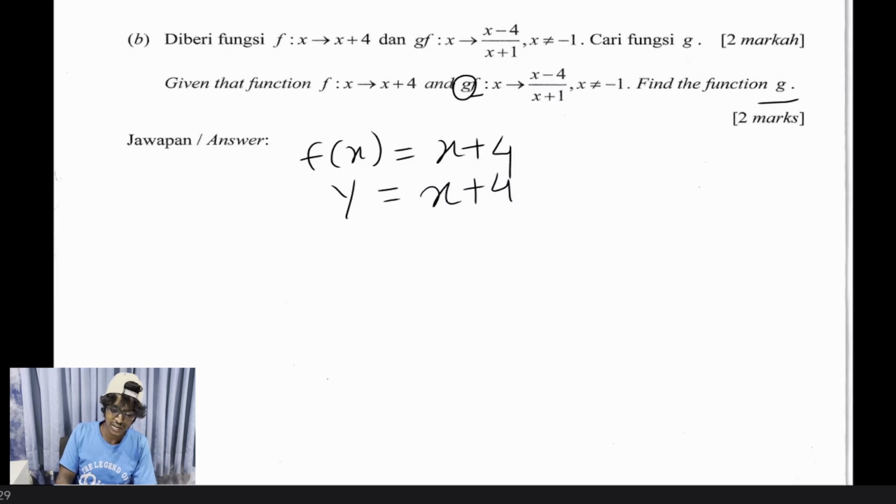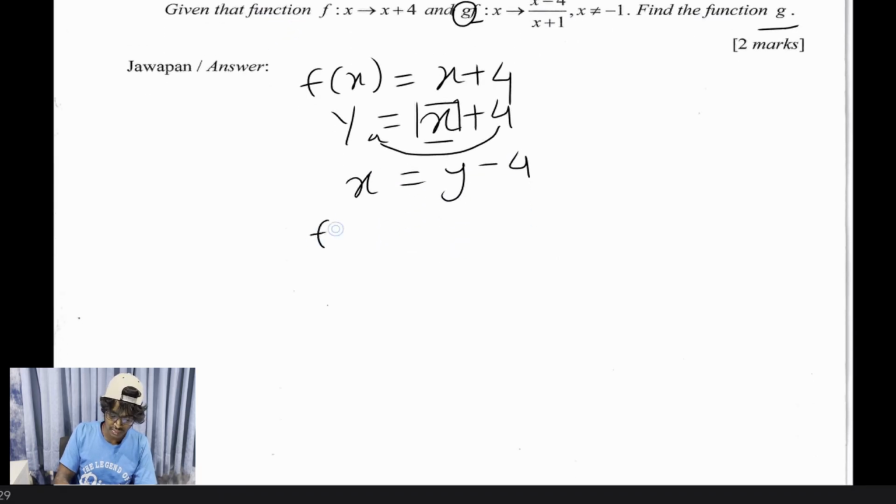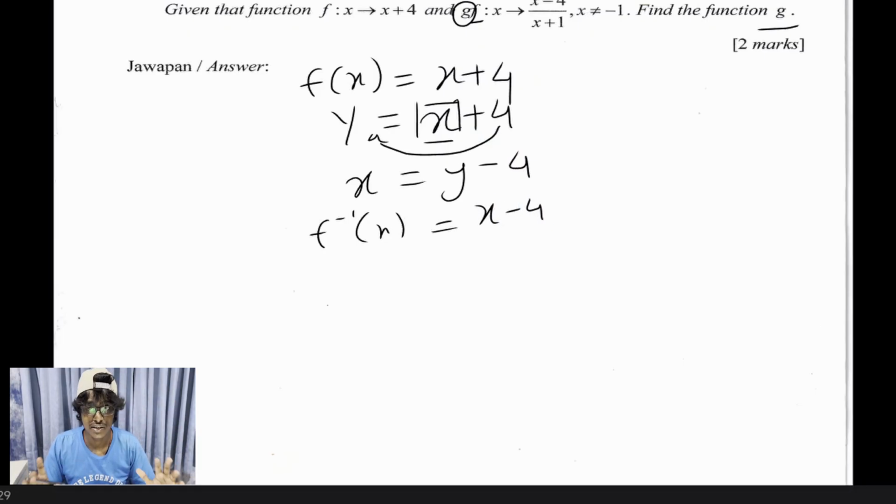Now we are going to find x. How do we find x? We just make x alone. So we take this 4 and move it over here: x equals y minus 4. Basically, this is your inverse function. The last step is you turn the y into x, so it's x minus 4. That's how you do an inverse function.